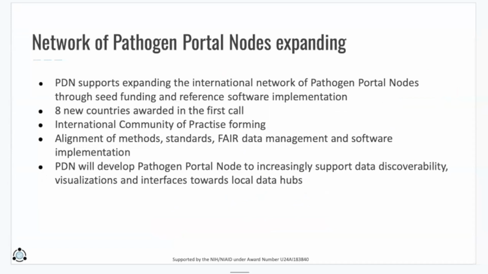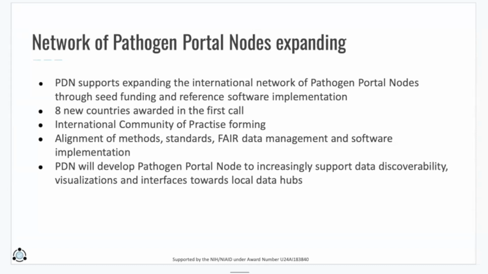The way we're working forward, I was just going to tell you about, is that, as you heard, the Pathogen Data Network supports expanding this network of pathogen portal nodes. This is done through the seed funding and through the software implementation that we've done. A number of countries already have been awarded. Now the next step for us is to start working with them and see these new nodes being established and start the community of interactions with these through the community of practice, where we also in particular will have connections with the developers and the data scientists in the different regions that set up these pathogen portal nodes, so that we can work in with this.